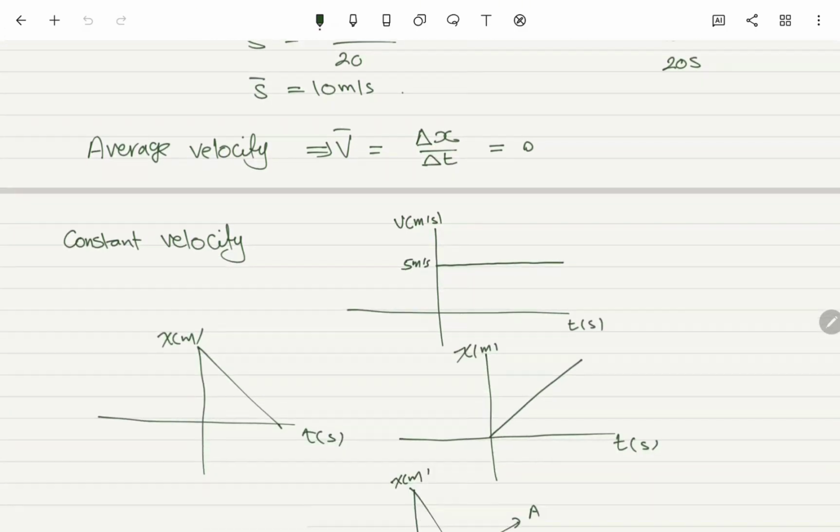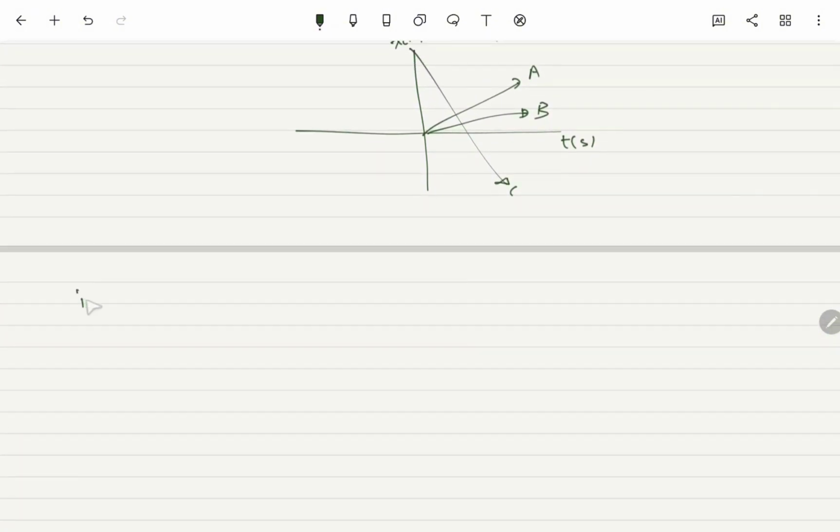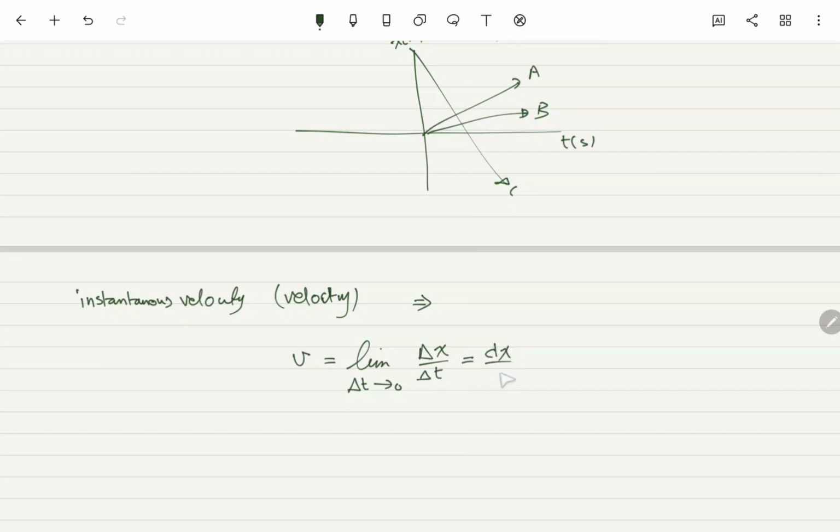The instantaneous velocity, or sometimes just called velocity, with no need to say instantaneous, V in this case is equal to the limit as delta t goes to 0 of delta x over delta t, or dx by dt. This is the instantaneous velocity.